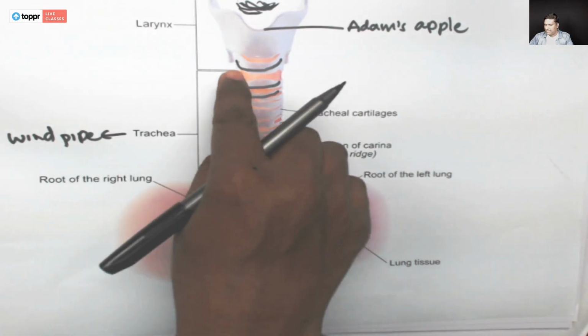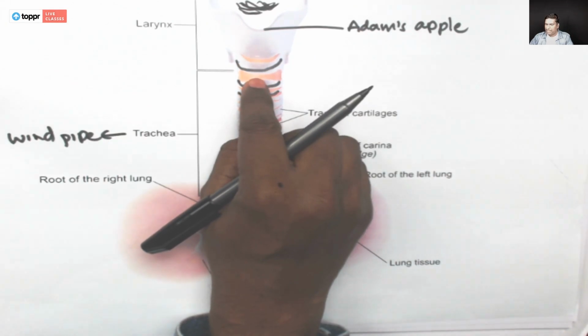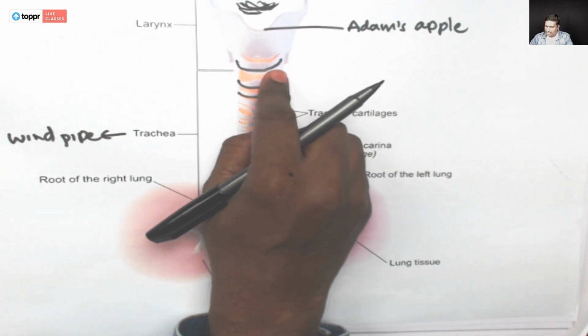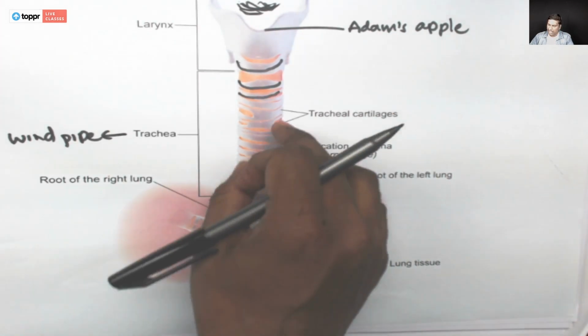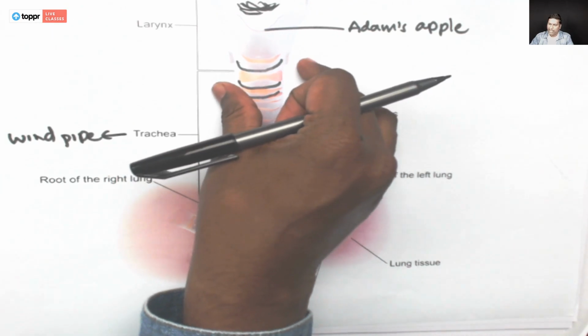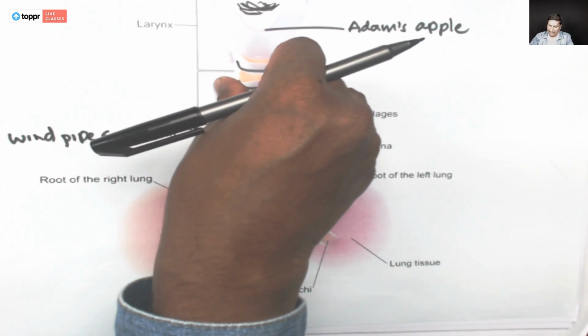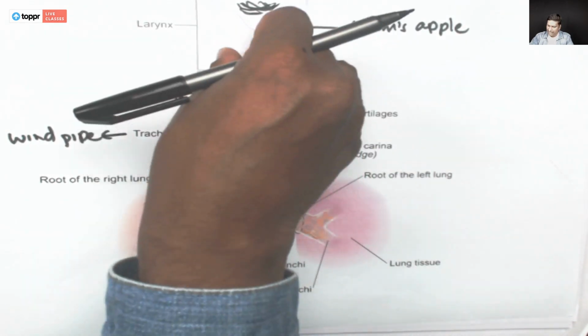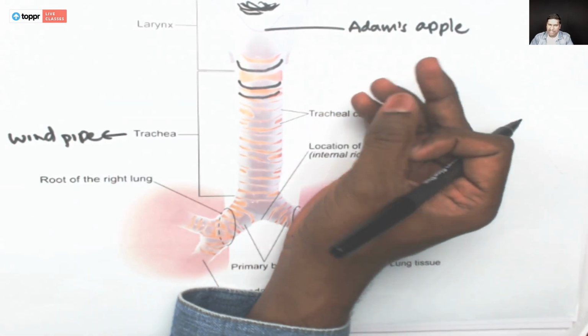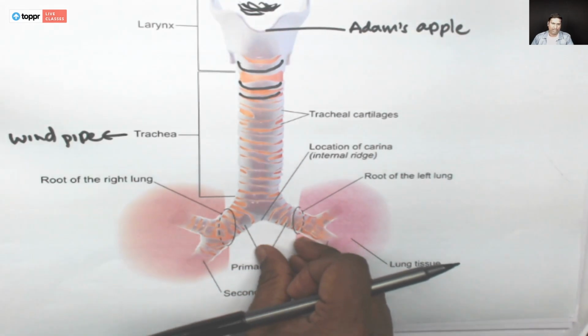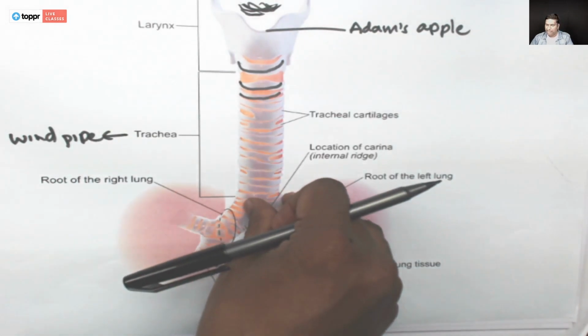Your trachea is covered with C-shaped cartilaginous rings, and these cartilaginous rings prevent the collapse of the tube inside. These cartilaginous rings are holding the trachea up straight. It is being held like this because of those cartilaginous rings. The moment you remove the cartilaginous ring, the entire tube will simply fall.